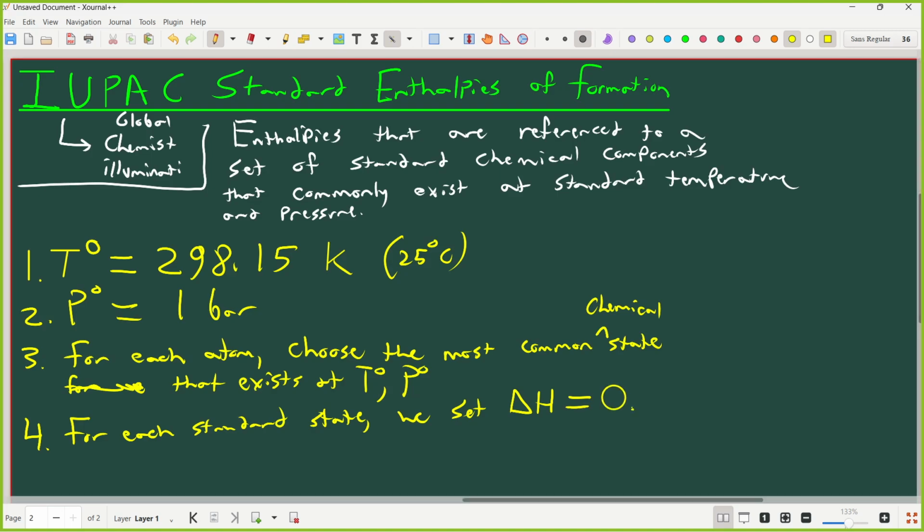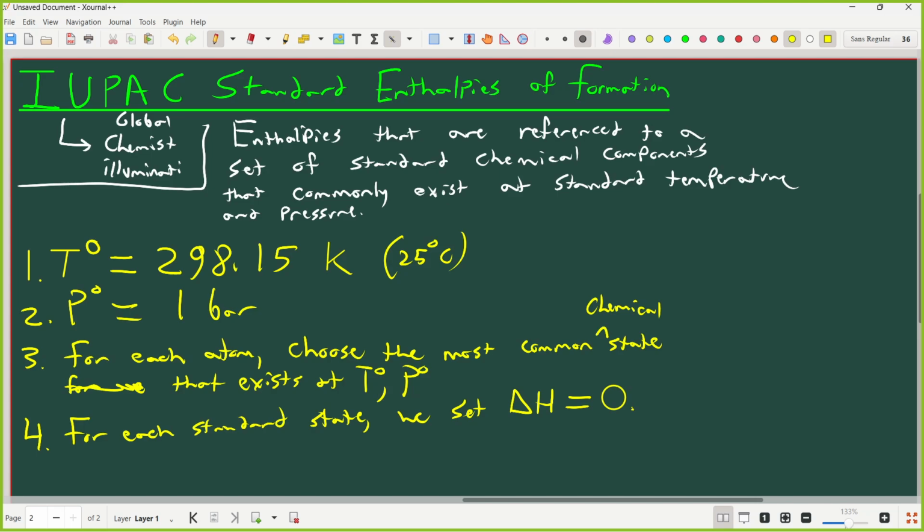The idea is that we're going to go down the periodic table and look at each atom and say, this is the standard way to make hydrogen, its enthalpy is 0. Then we'll go to fluorine and say this is the most common form of fluorine at 298 K and 1 bar, and this material has an enthalpy of 0. Everything that we create that's more complex will always be referenced relative to these standard enthalpies. We'll see how this works in just a second.